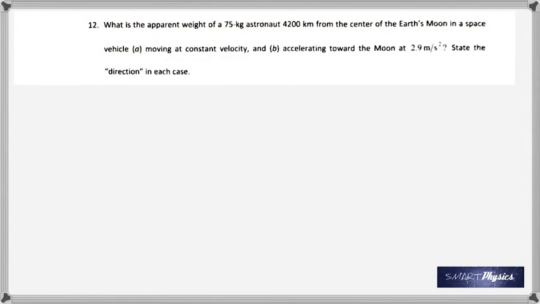Alright, now on to the last one. What is the apparent weight of a 75 kilogram astronaut 4200 kilometers from the center of the Earth's moon in a space vehicle, (a) moving at constant velocity and (b) accelerating toward the moon at 2.9 meters per second squared? Okay, apparent weight. The weight of an object is felt through the normal reaction. You can see the weight here and the normal reaction, mg and Fn.